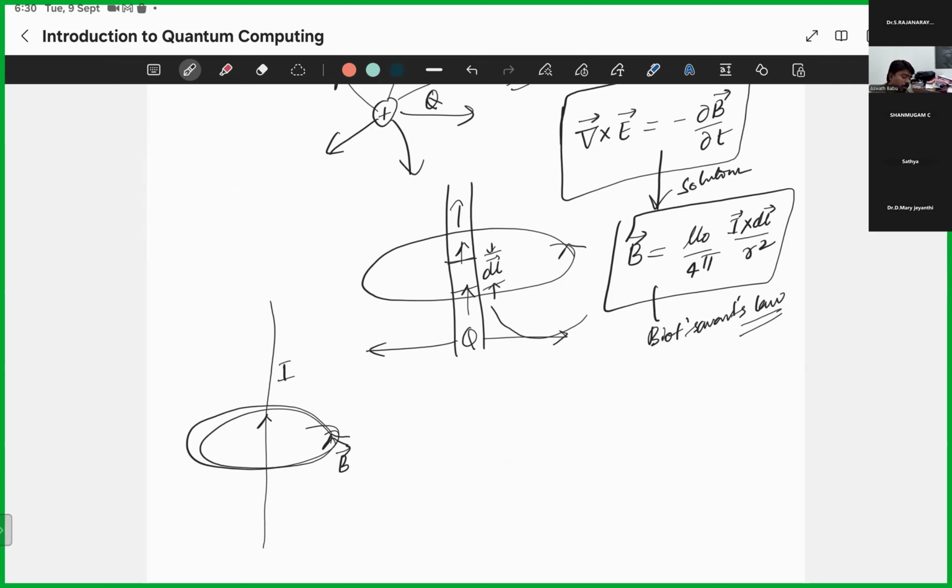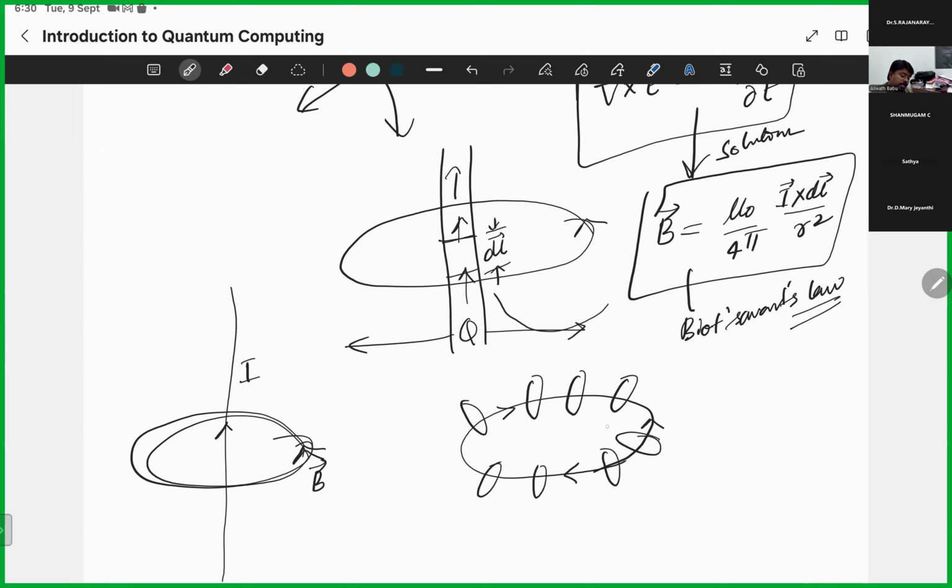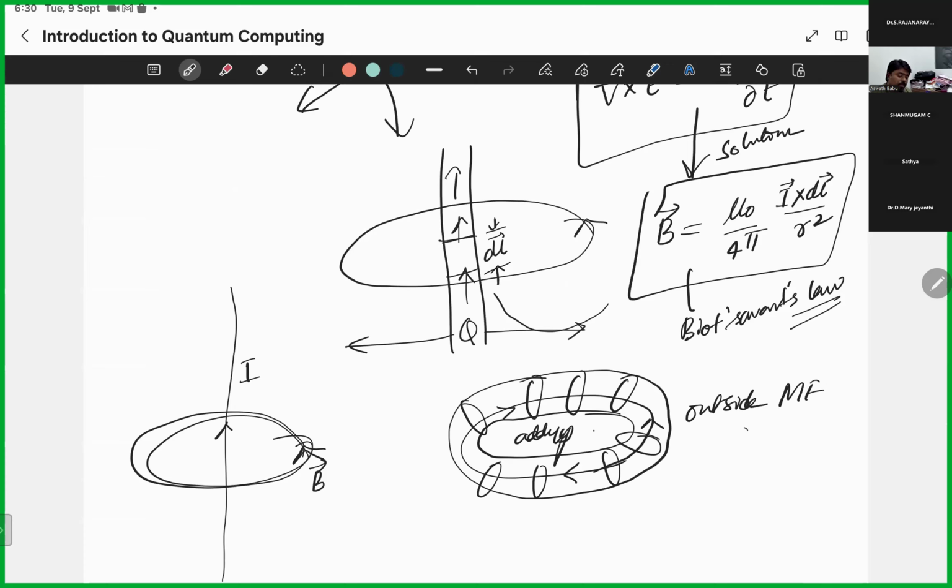Now what I will do, take the current carrying wire, and instead of a straight line, I'll loop it around. So the current is going like this. Now, at every point, there are magnetic field lines curling, right? Interestingly, inside, the magnetic field lines all add up. Outside, all magnetic field lines get cancelled. Outside, the magnetic field strength cancels. You can see the direction.